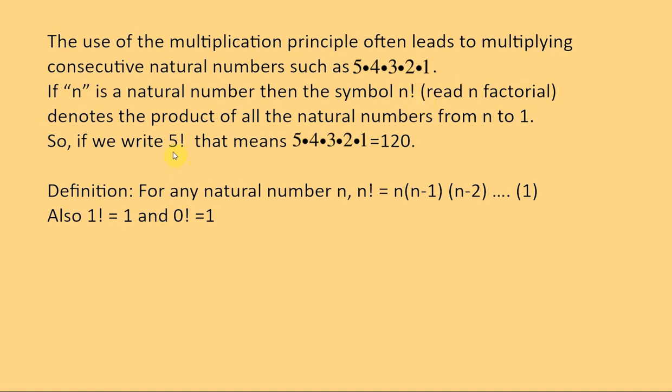So if we write 5 factorial, that means the same thing as 5 times 4 times 3 times 2 times 1. And if we were to multiply all of those together, we get 120. So the definition says for any natural number, n factorial would be that number times 1 less than that number times 2 less than that number, and so on until we get down to the number 1. We multiply all of those together, and that's what n factorial would be. Also, the definition tells us that 1 factorial equals 1 and 0 factorial equals 1.